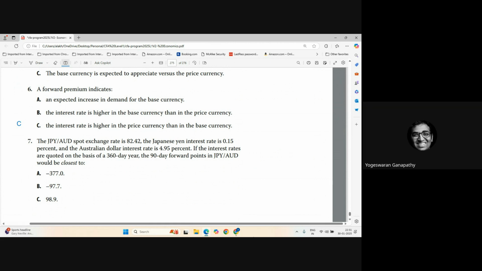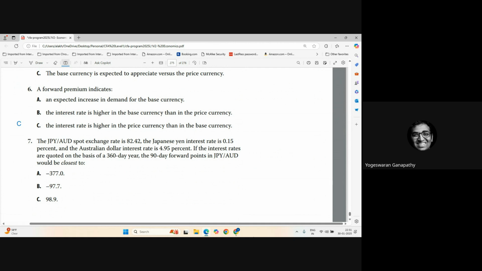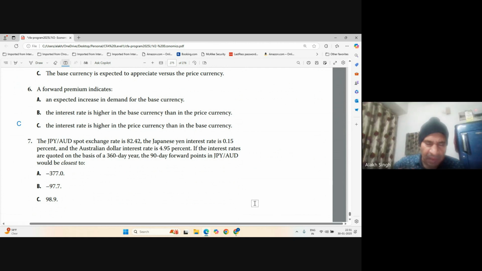So we need not take the differential now, like the earlier way we did. So 1 plus 0.15 into 90 by 360, that is 0.25. Which one do you want to put, Japanese yen or Australian dollar? It doesn't matter, because one will be down. The Australian dollar will be weaker, so the answer has to be 1.15.